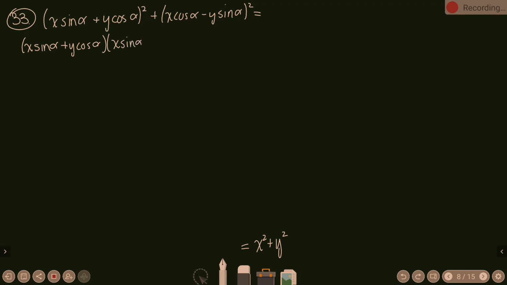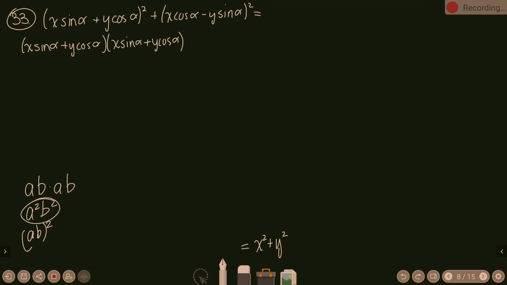x sine alpha plus y cosine alpha. That's the first one we're squaring, yes? In order to square it, think FOIL. If you don't want to write them out side by side, that's fine. So what is x sine alpha times x sine alpha? Kind of like saying, what is AB times AB? So you can either write it as A squared B squared or AB quantity squared. For what we're doing, I'm going to go with the technique of A squared B squared.